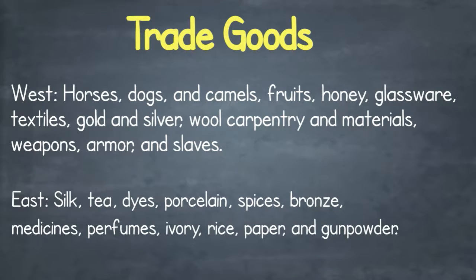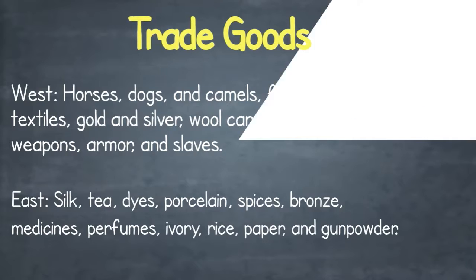paper, and gunpowder. As you can see, a lot of these goods that were common to those in the East or the West would become very useful and valuable to those who did not have common access to these items in their homeland at the time.